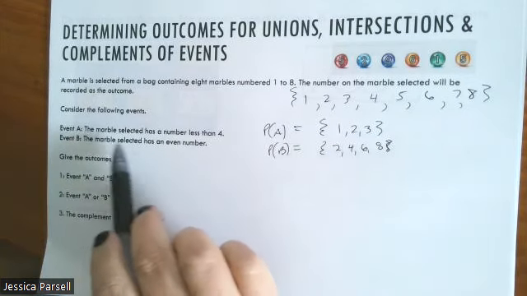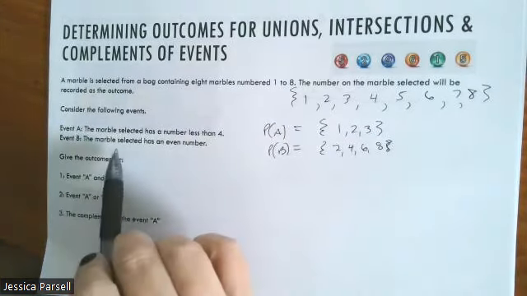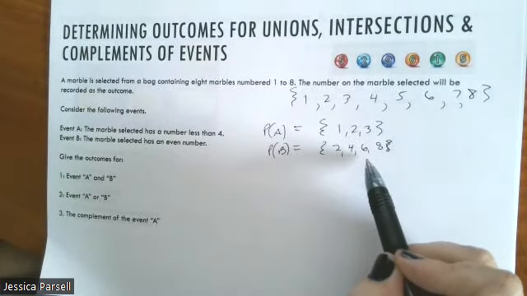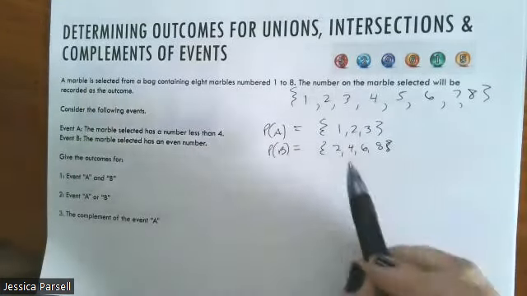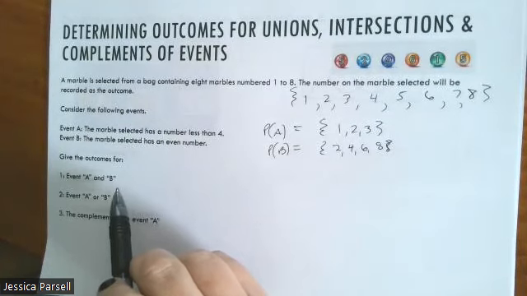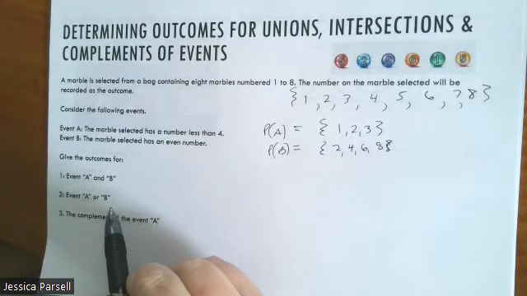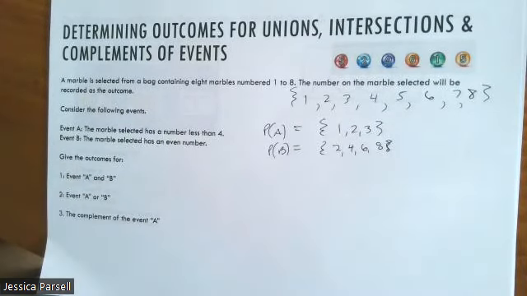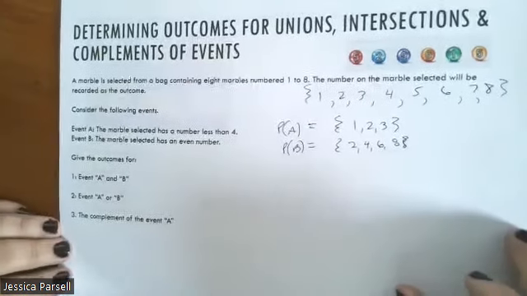So event A is a number less than 4. Event B is that the marble they select has an even number. I want you to think about A and B, A or B, and the complement of event A. Give that a try and then come back and see how you did.